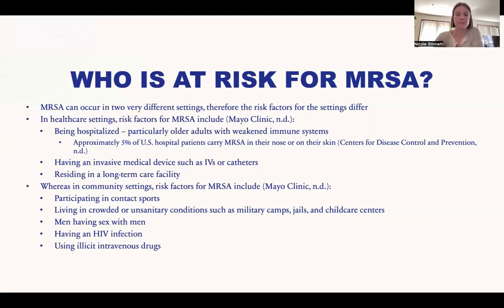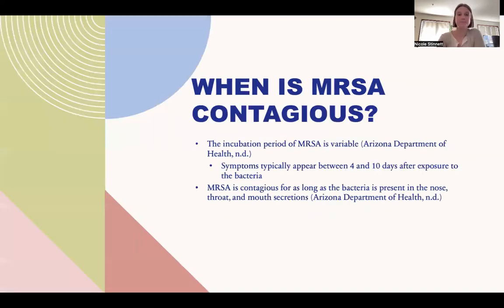So, who's at risk for MRSA? MRSA can occur in two very different settings, and therefore the risk factors for each setting differ. In healthcare, risk factors include being hospitalized, particularly older adults, but approximately 5% of US hospital patients carry MRSA in their nose or on their skin, having an invasive medical device such as IVs or catheters, which provide a pathway for MRSA to travel into the body, or residing in a long-term care facility. In community settings, risk factors for MRSA include participating in contact sports, living in crowded or unsanitary conditions, men having sex with men, having an HIV infection, or again, using illicit intravenous drugs.